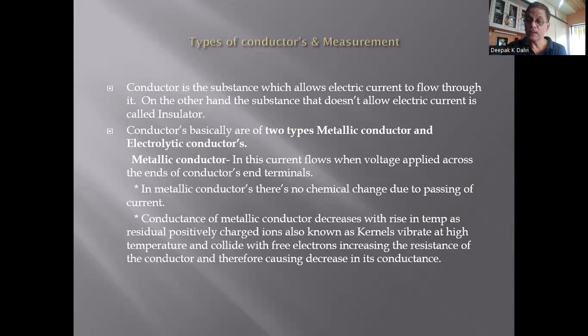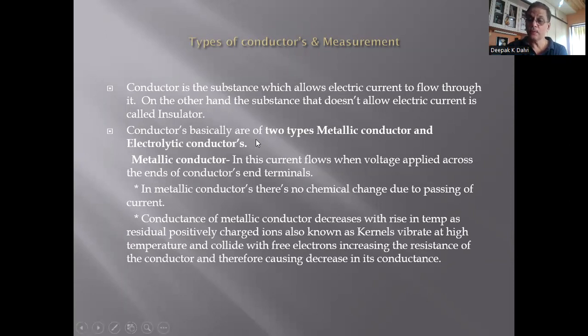Now a substance which does not allow the current to flow inside it when it is placed in the electric circuit is called an insulator. Means an insulator is a bad conductor of electricity, and a good conductor is a good conductor of electric current.